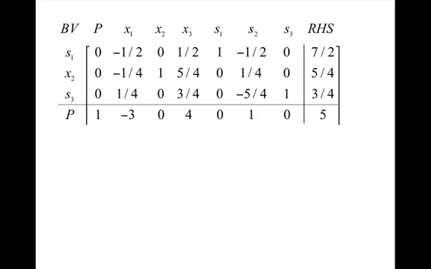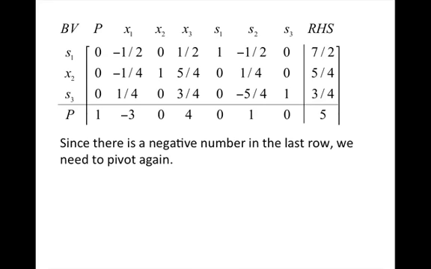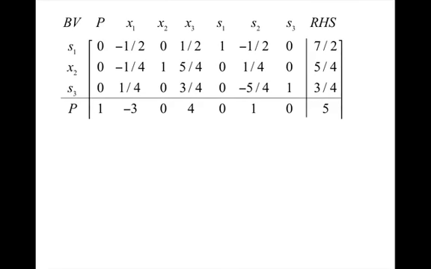Well, if you look at your last row, I have a negative number. So since there's a negative number in the last row, we've got to pivot again. For my second pivot element, begin by looking for the pivot column. The smallest negative number is that -3. That's my only negative value in the last row. That's under X sub 1, so my pivot column is X sub 1.